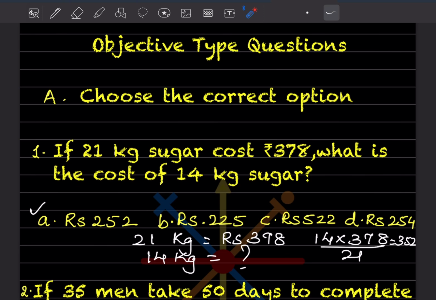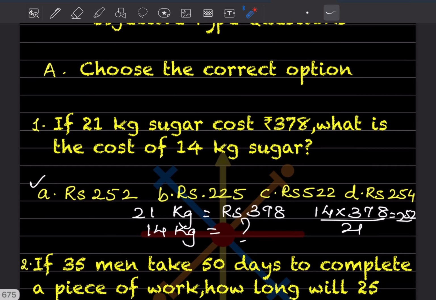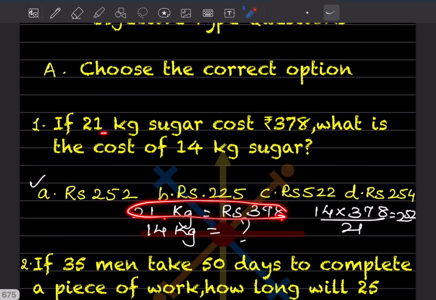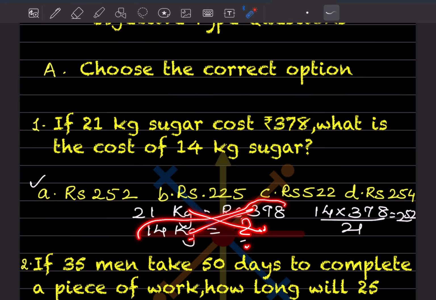So here it says that if 21 kg sugar cost rupees 378, what is the cost of 14 kg sugar? So here 21 kg is for 378, and for 14 we don't know the cost. So you're going to cross multiply. Whenever you cross multiply, the two numbers go in the numerator, that is 14 into 378, divided by 21 in the denominator. You can divide and see, that is going to be 252. So this is the right option.